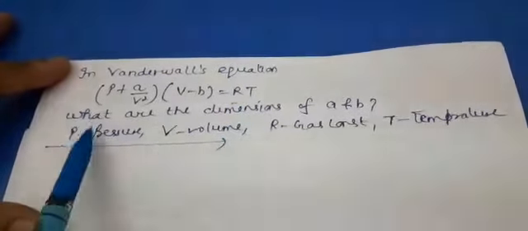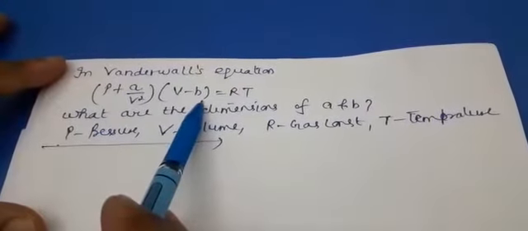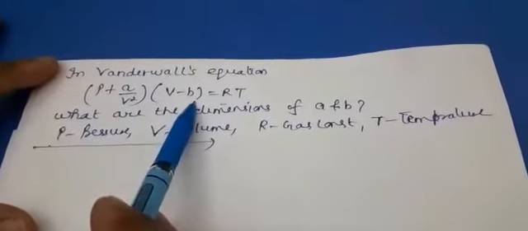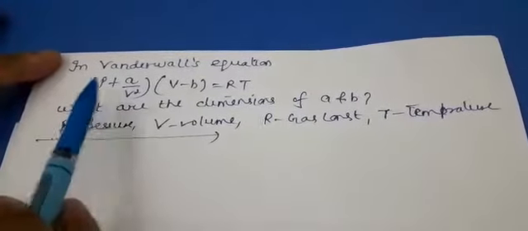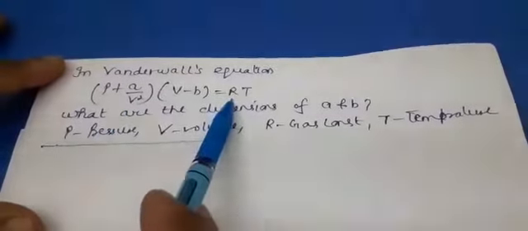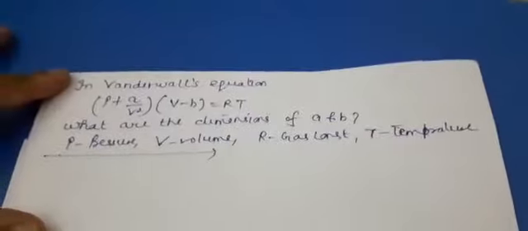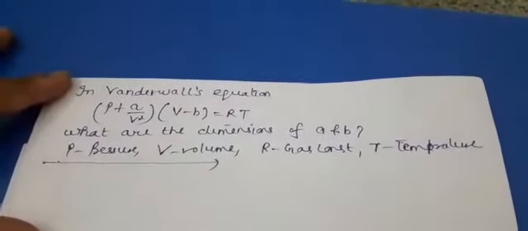So what are the dimensions of a and b? The known quantities are P, which is pressure, V, which is volume, R, the gas constant, and T, the temperature. This all is given in the statement. Now the question is how to start.